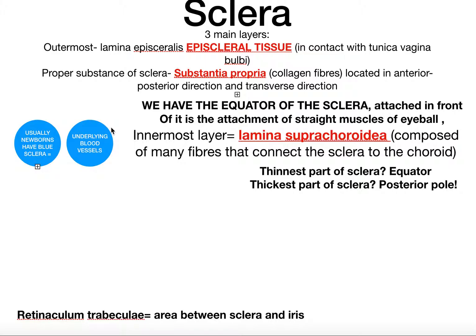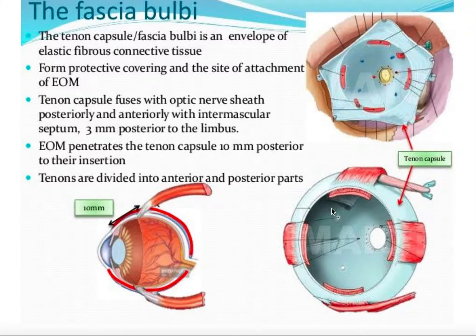The sclera has three main layers. The outermost is the lamina episcleralis, or the episcleral tissue. But right before you get to the episcleral tissue, the eyeball, or the sclera, falls into something called the tenon capsule. Here is your tenon capsule. Your tenon capsule is made up of elastic fibrous connective tissue, and it's what encloses or envelops the sclera. It forms a protective covering, and it also forms the site of attachment of extraocular muscles. The tenon capsule fuses with the optic nerve sheath posteriorly and anteriorly with the intramuscular septum. The extraocular muscles pierce the tenon capsule.